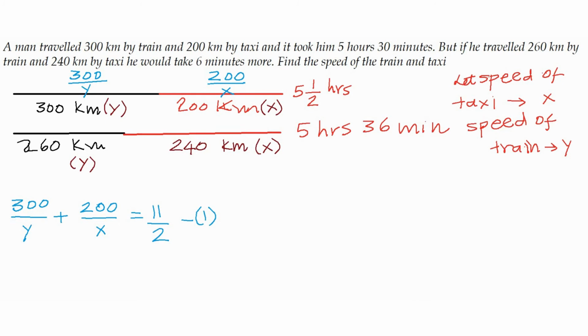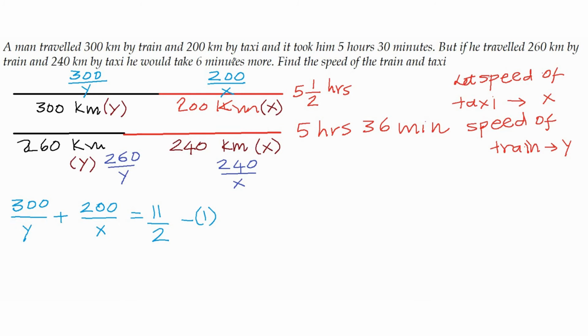Then secondly, I am covering 260 kilometers at a speed of y. So the time in this case is going to be 260 upon y. And to cover 240 kilometers at x kilometers per hour, it is going to be 240 by x. The time is 5 hours 36 minutes.